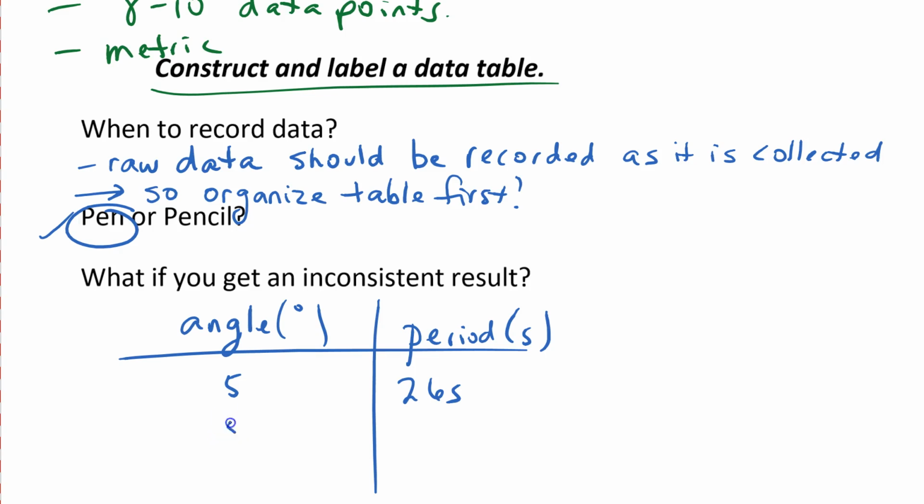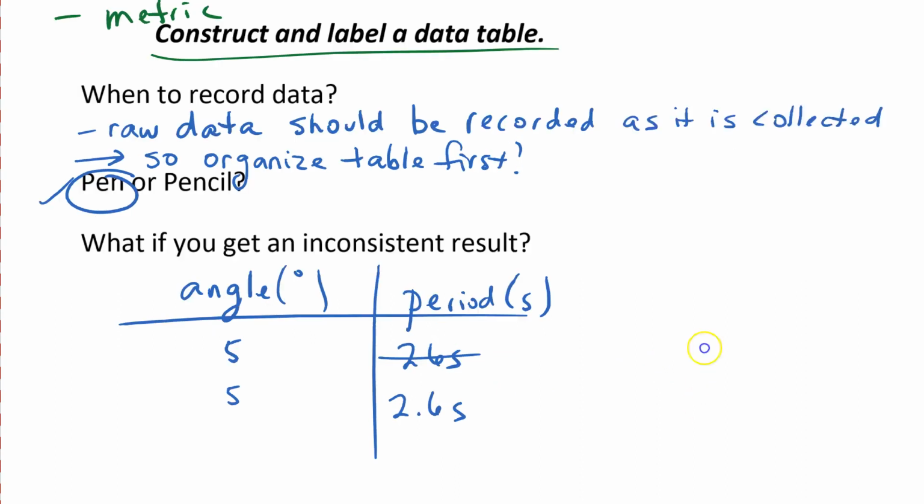So you can either put another one here at 5 degrees, and then say you get 2.6 seconds, and you say, oh, that sounds better. Leave your original one and just put a single stroke through it to show that you actually collected it, but then you're going to disregard it because it just didn't fit with everything else. You could even give yourself a little note here. You could say timing mistake for the reason why you got it wrong.